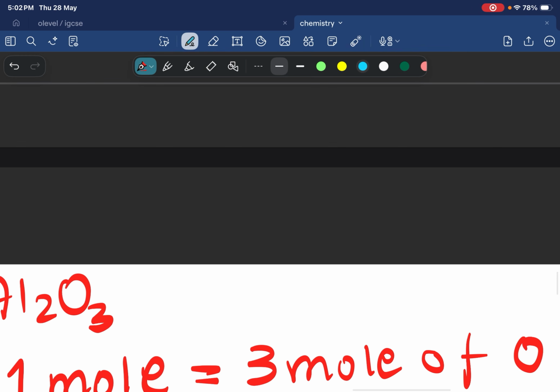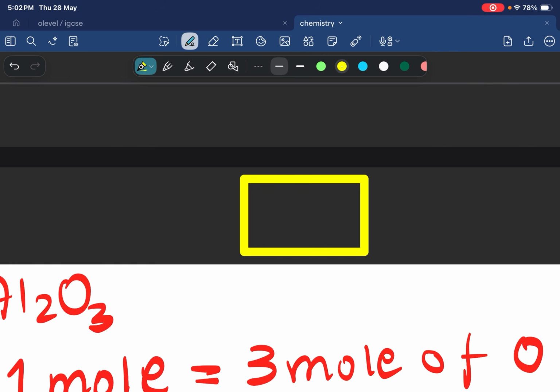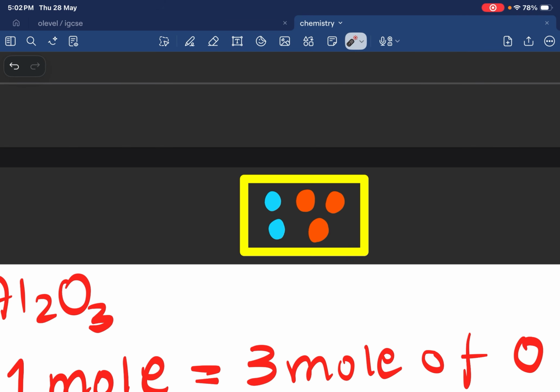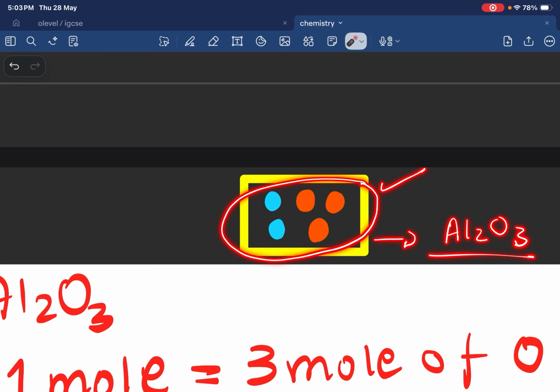How do I know this? Let's make a box, and I'm going to tell you. This box is Al2O3. Now this is Al and this is Al. We have 2 Al, and this is O. So we have 3 oxygen atoms. Now understand, this box is 1 mole of Al2O3. This box is a package. 1 mole of Al2O3 contains how many moles of oxygen? 3 moles of oxygen atoms and 2 moles of aluminum atoms.